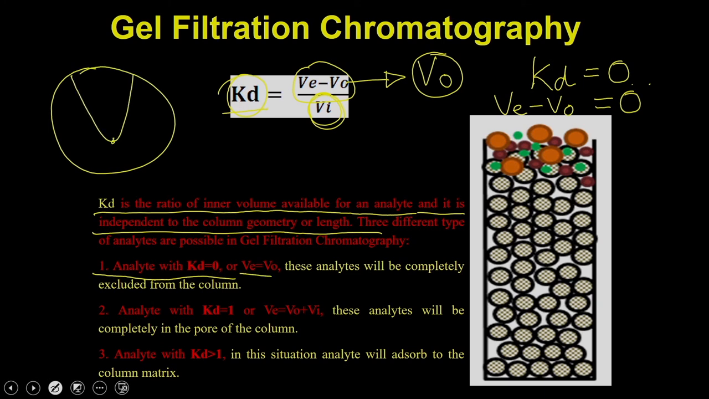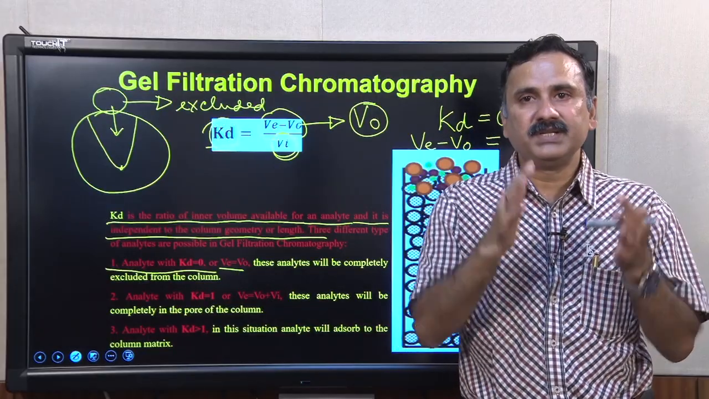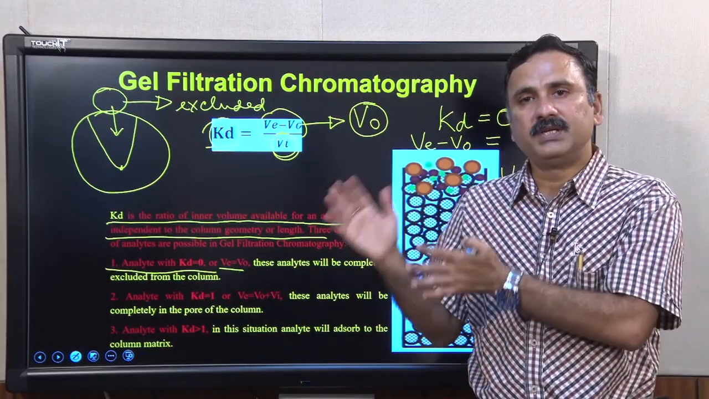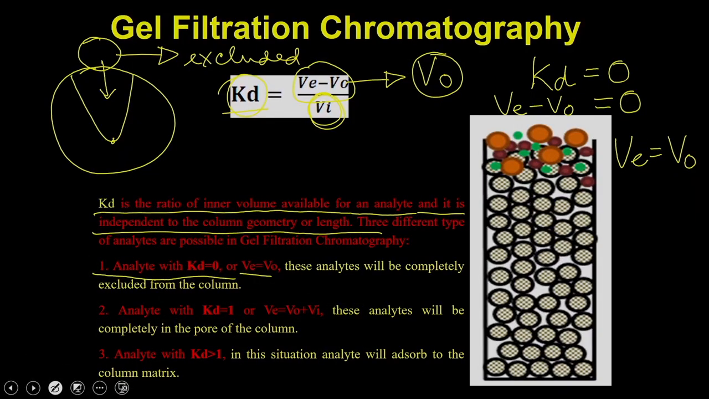Okay, so let me draw the pore. If the KD is 0, the VE minus VO is equivalent to 0, which means the VE is equivalent to VO, which means the elution volume is equivalent to the void volume, which means the molecule is sitting somewhere here. It is not entering into the pore, which means the molecule is going to be excluded from the column. So if the KD value is equivalent to 0, VE minus VO is going to be 0, and in those cases the VE is going to be equivalent to the VO, which means the molecule is present outside the beads, or it is not present in the pore, which means it is going to be excluded from the pore.